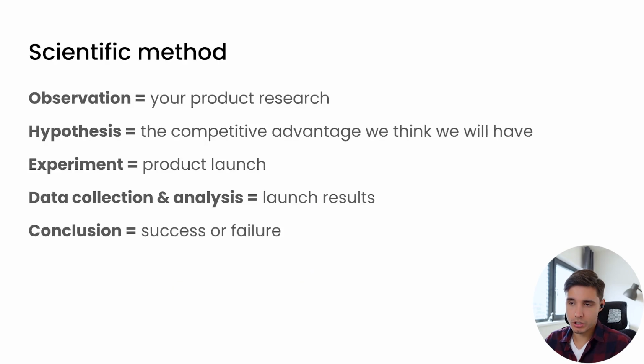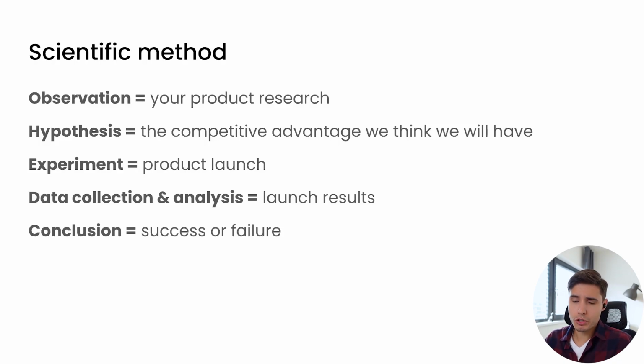The initial observation is essentially the product research, gathering the data, looking at the competition, keyword research, and all of that good stuff. Then we have the hypothesis. What is the competitive advantage we think we will have if we launch this product? Then we have the experiment, which is essentially launching the product so we can gather the data, which is looking at the launch results. And then, of course, the conclusion, whether the product was a success or a failure.